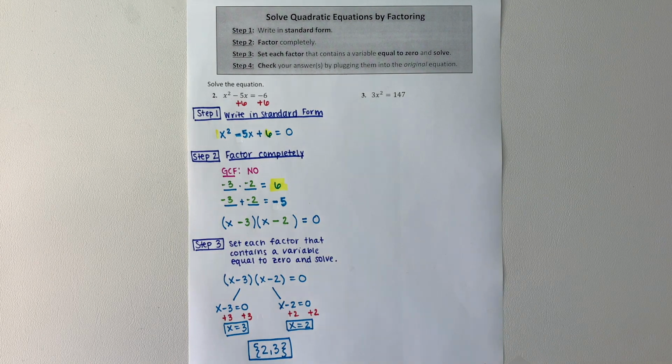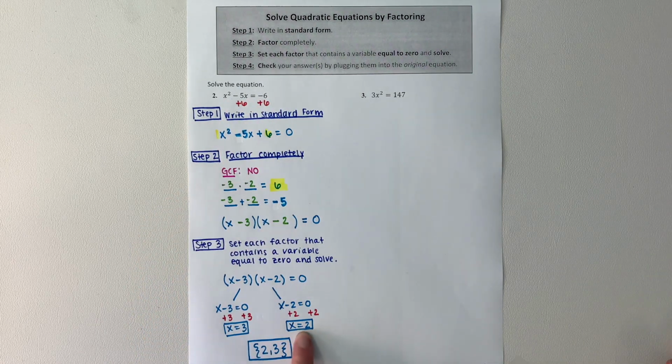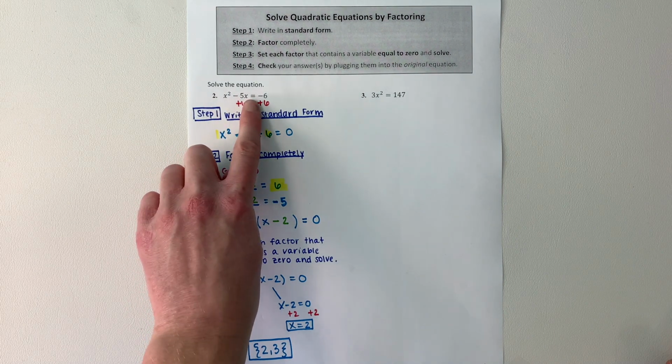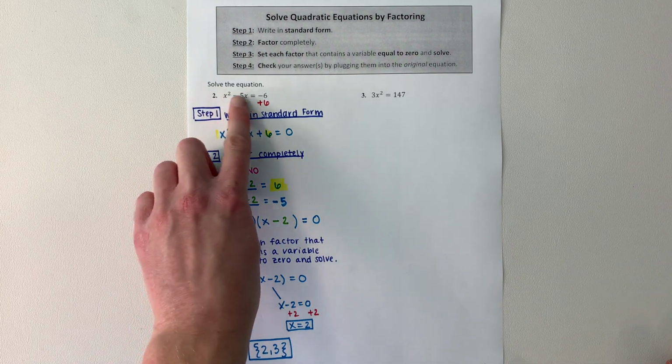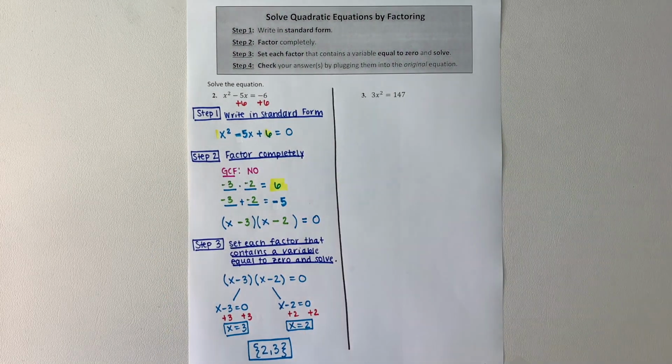Keep in mind that you can check your work for these types of problems. You just want to plug each of your answers into the original problem. First, let's check the answer x equals 2. Plug in 2 for each of these x's, and when you compute this, you should get negative 6. Then let's check x equals 3. To check that, you plug 3 in for each of these x's, and when you compute this, you should get negative 6. Let's take a look at the next example.